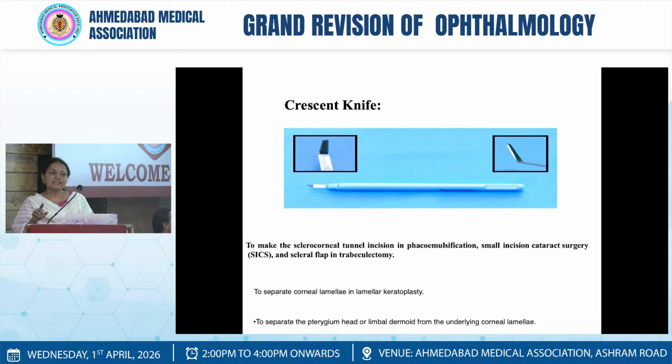Just a small announcement. The car number GJ27EG5533, GJ05RB2381, they are parked wrongly. Please go out and park it smoothly.